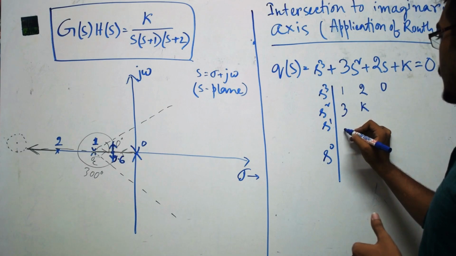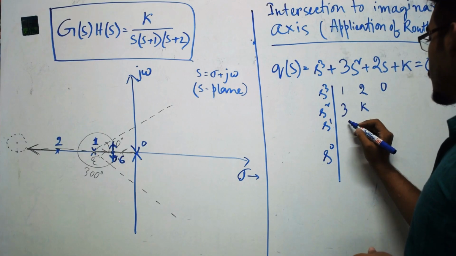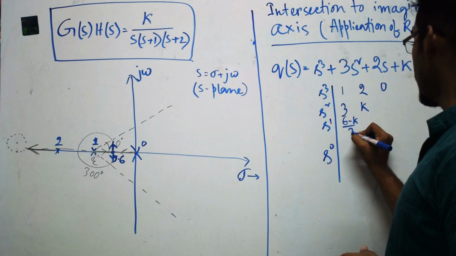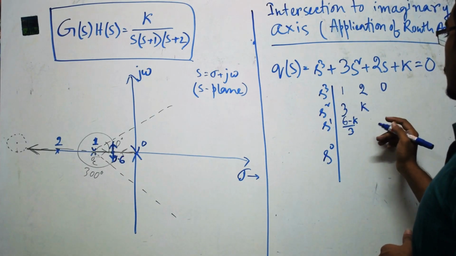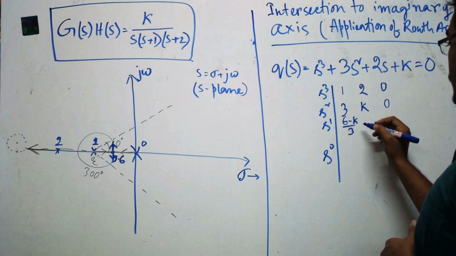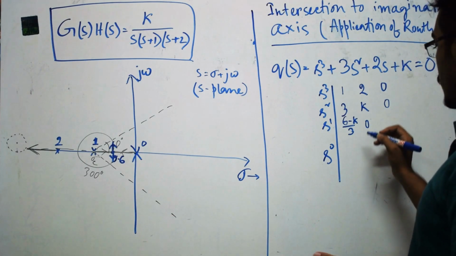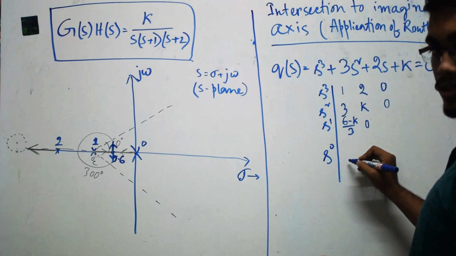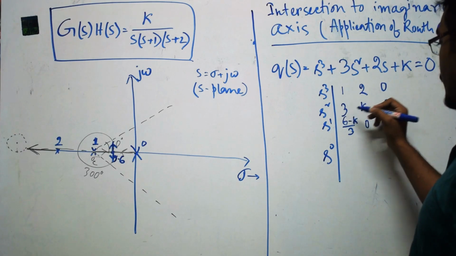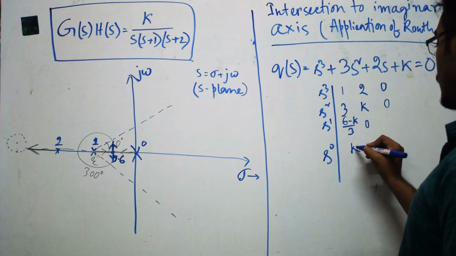So the next term here, that will be 3 into 2 minus k into 1 by 3, that is 6 minus k by 3. Now the next term, that is 3 into 0 minus 1 into 0 by 3, that is 0 only. So this term is coming here only. So now if I do this for s to the power 0, that is this term into this term minus this into 0 by this term, that is k only, right?